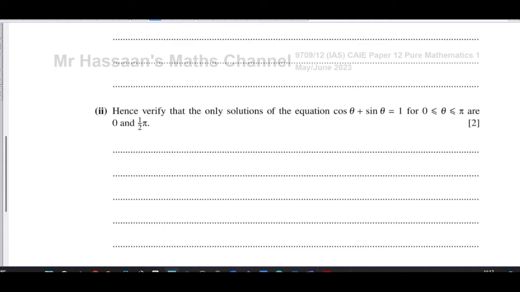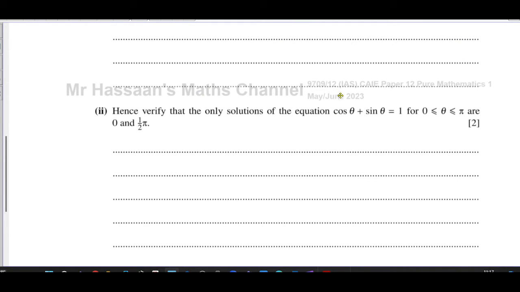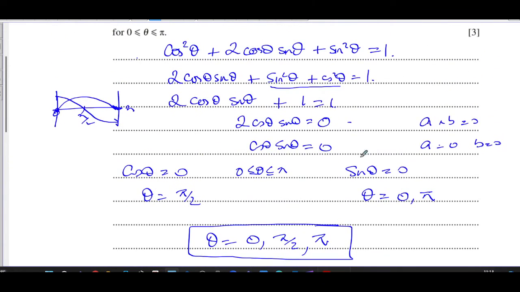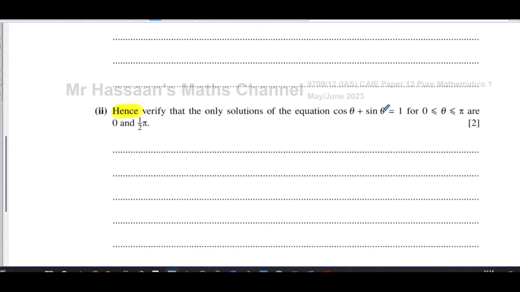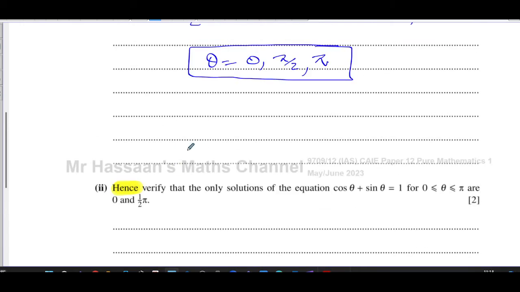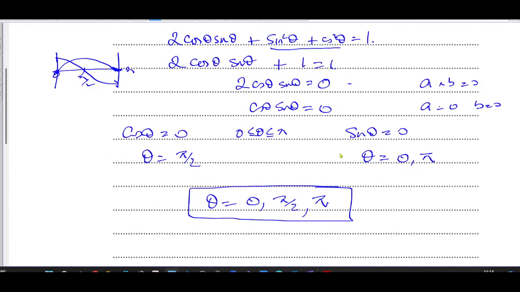And then it says 7a part 2, hence verify that the only solutions of the equation cos θ + sin θ = 1 between 0 and π are 0 and half π. So it says hence, which means using our results that we found over here. So we want to show that the only solutions for cos θ + sin θ = 1 between 0 and π are 0 and π/2.